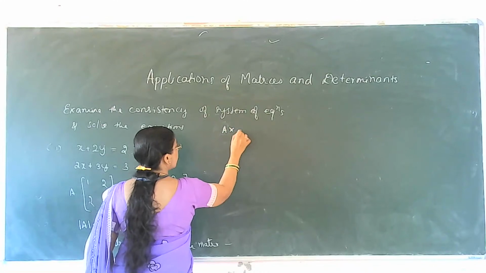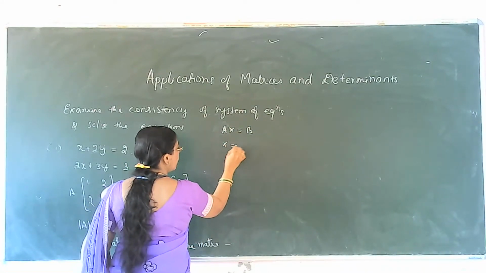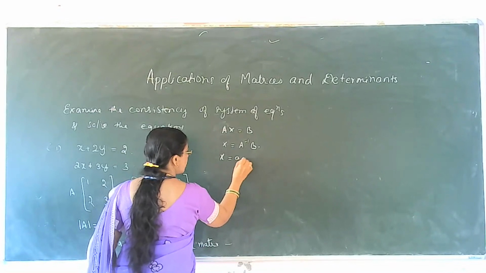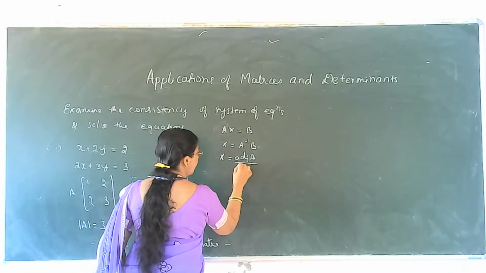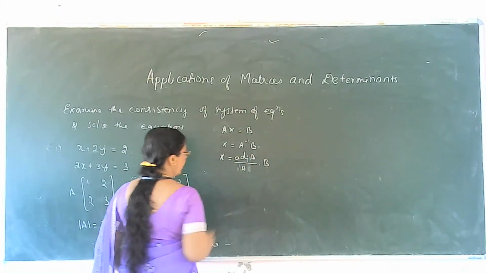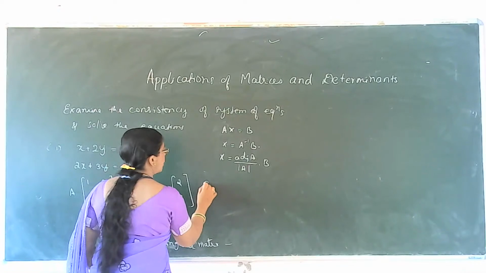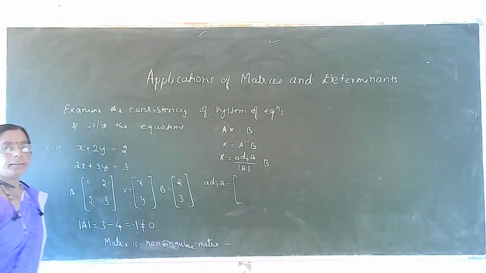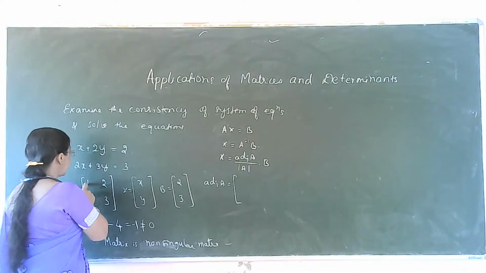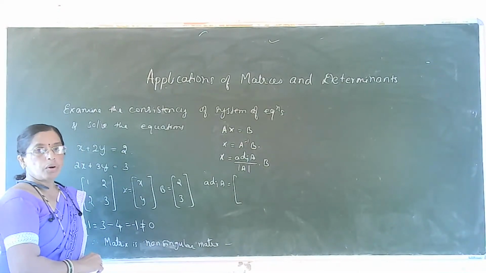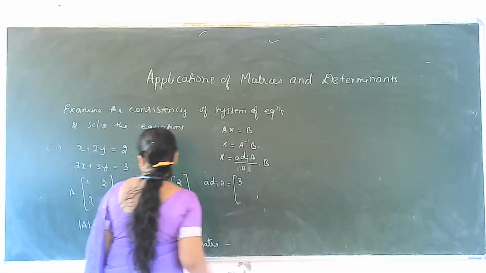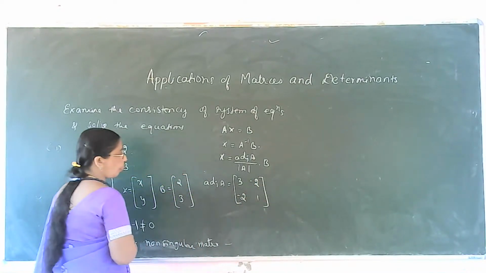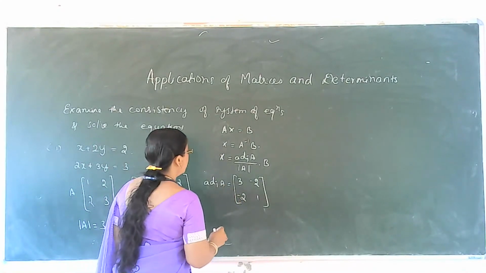AX is equal to B, so X is equal to A inverse into B. X is equal to adjoint of A by determinant of A into B. We find the adjoint of A, a 2 by 2 matrix, easily by interchanging the principal diagonal elements, 1 and 3, we get 3, 1, and changing the sign of the other two elements, minus 2 and minus 2. That's the adjoint of A.